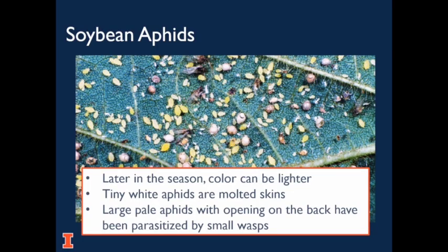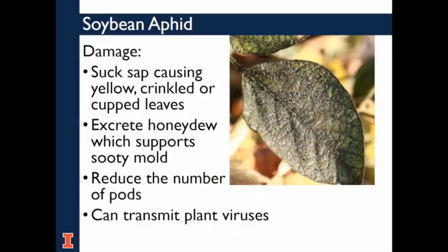Soybean aphids are primarily a problem in the northern portion of the state, because they overwinter in buckthorn, which is common from Peoria northward. So what kind of injury can soybean aphids cause?